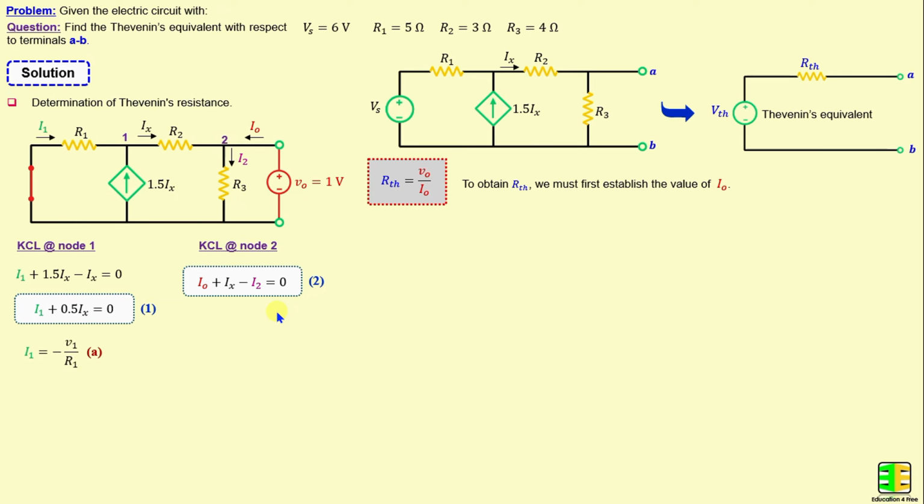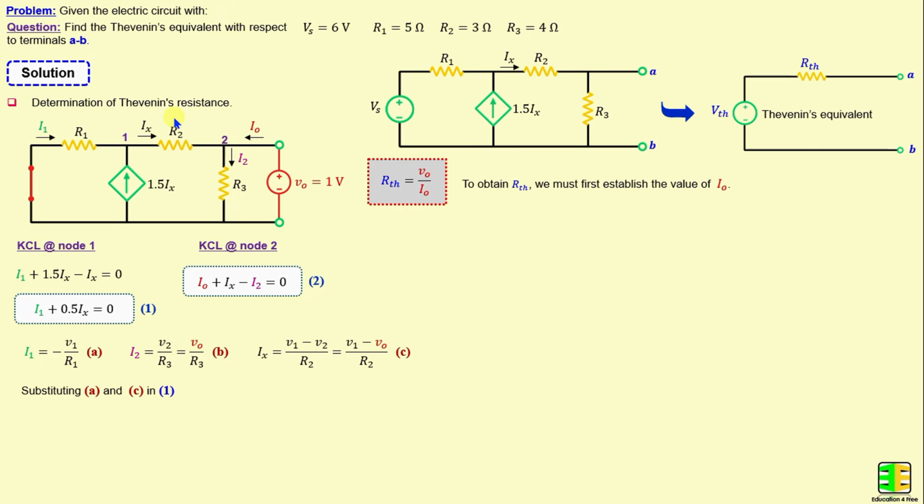And according to Ohm's law, I1 is equal to negative V1 over R1. And I2 is equal to V2 over R3. V1 and V2 are the node voltages respectively at node 1 and node 2. And we can see here that V2 is equal to VO. That means I2 is equal to VO over R3. And Ix is equal to V1 minus VO over R2.